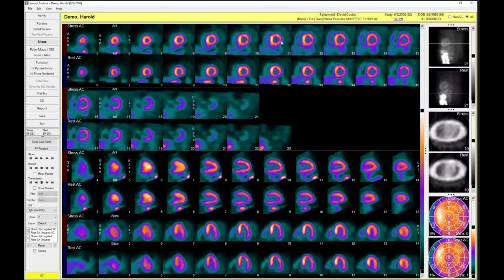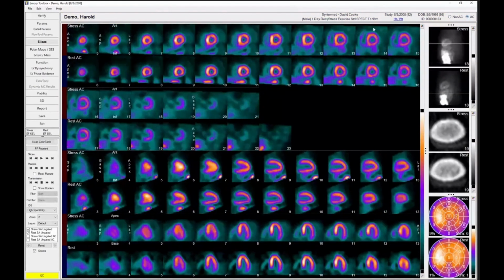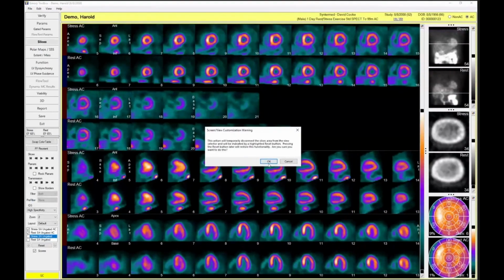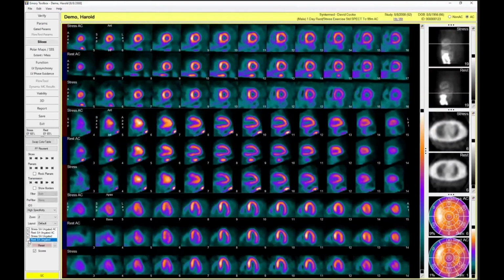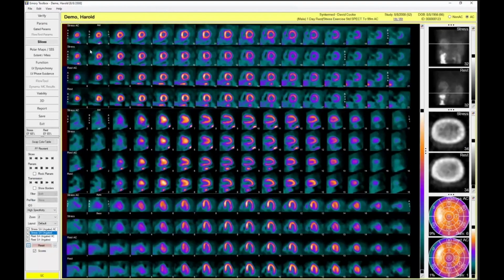For instance, if you're looking at a particular spot, say perhaps here in the lateral wall, to see is there a difference between AC and non-AC, or we can put all of the images on the screen at the same time, and reorder them so that you can look at stress AC over stress and rest AC over rest. And there's a preference setting that it would default to this if that's something you want. So it just depends on how each site wants to read, but both of those options are available.